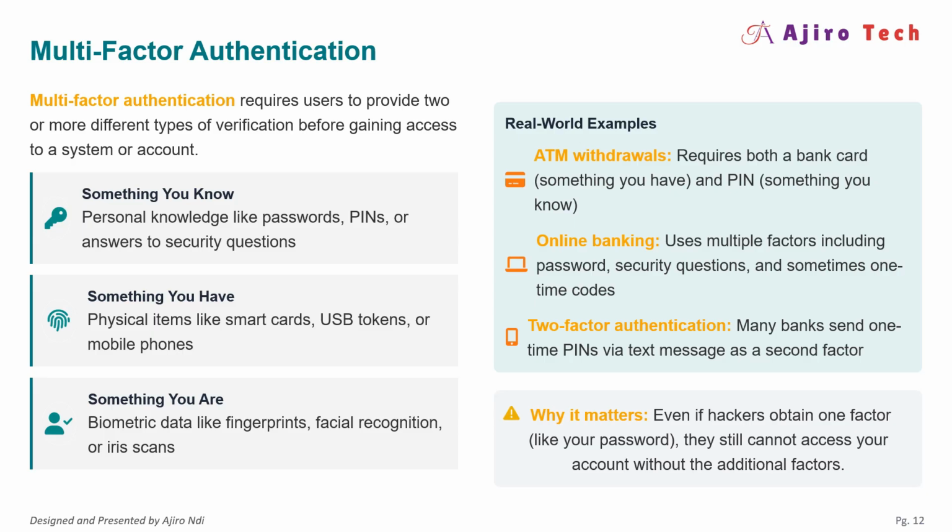So something you know becomes your username and password, your PIN. Something you have is your card or your mobile phone. Something that is unique to you, or something you are, is your biometric, which is your fingerprint, your iris, even your facial recognition.